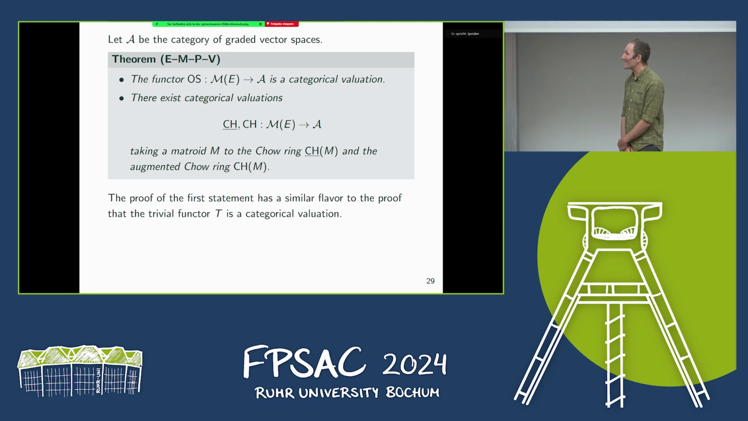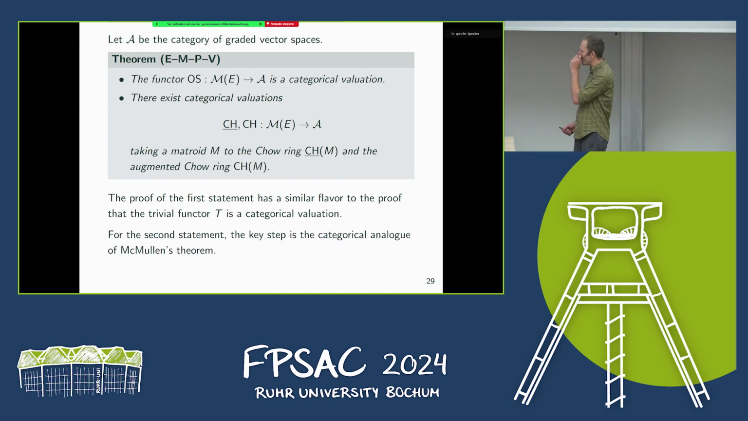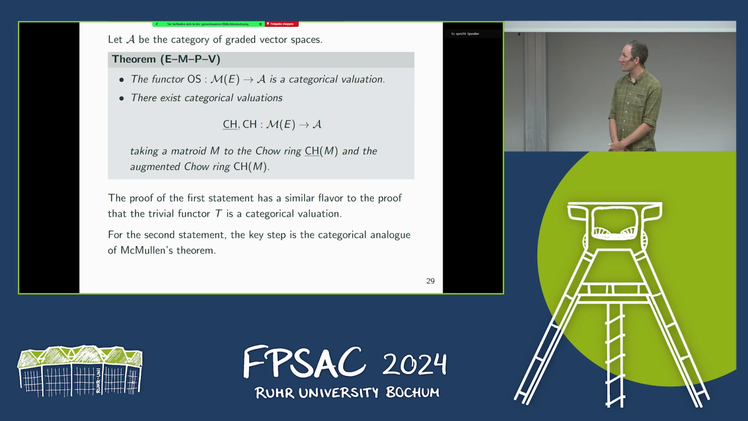The proof of the first statement has a similar flavor to the proof that the trivial functor is a categorical valuation. And the second statement, I won't give you the full proof, but just like in the non-categorical setting, the key to the proof that the Chow polynomial was valuative was McMullen's theorem. So in the categorical setting, the key to the proof is a categorical analog of McMullen's theorem, which I'll now explain.